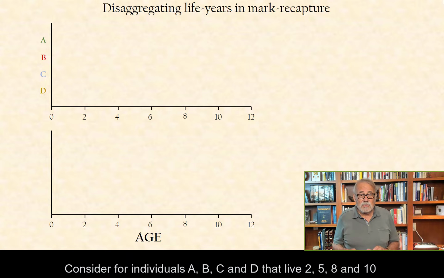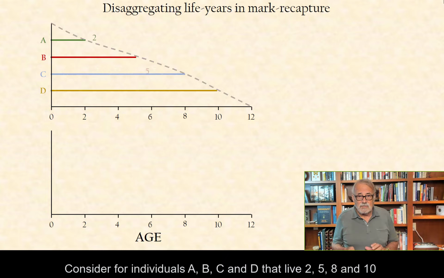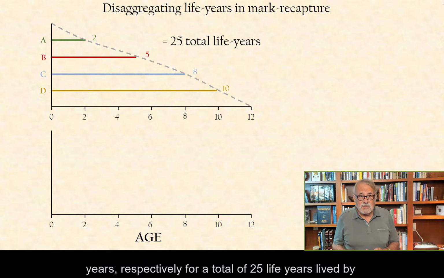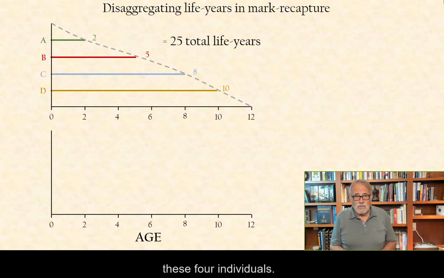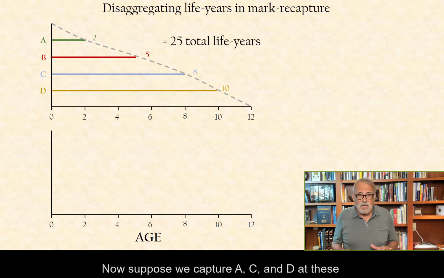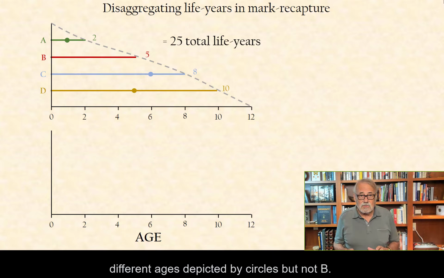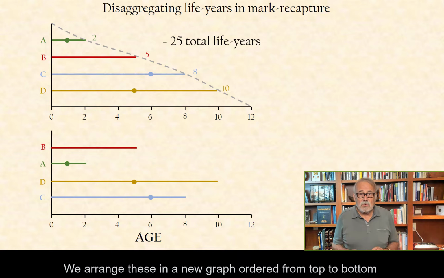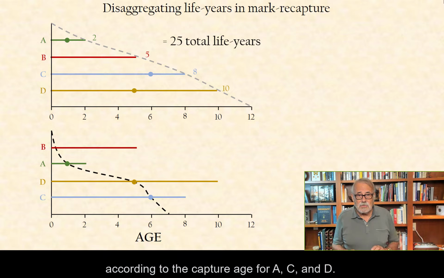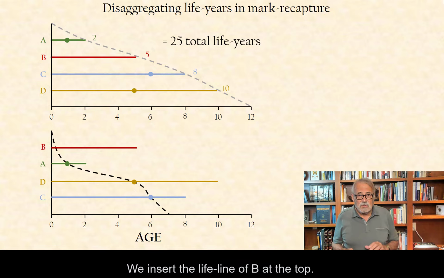Consider four individuals, A, B, C, and D, that lived 2, 5, 8, and 10 years, respectively, for a total of 25 life years lived by these four individuals. Now suppose we capture A, C, and D at these different ages depicted by circles, but not B. We arrange these in a new graph ordered from top to bottom according to the capture age for A, C, and D, and we insert the lifeline of B at the top.